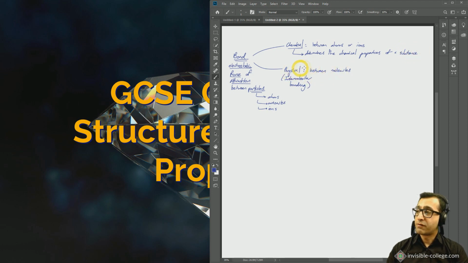Now, in contrast, physical bonding, or intermolecular bonding as it's sometimes called, is largely responsible for determining not the chemical properties or chemical reactivity, but the physical properties. So this determines, in large part, the physical properties of a substance.